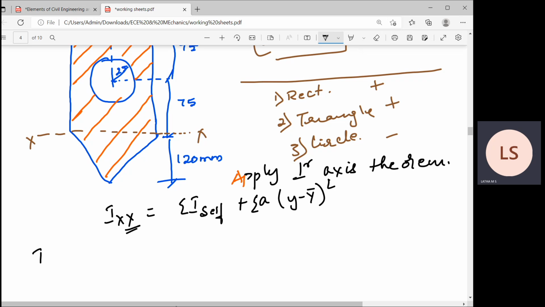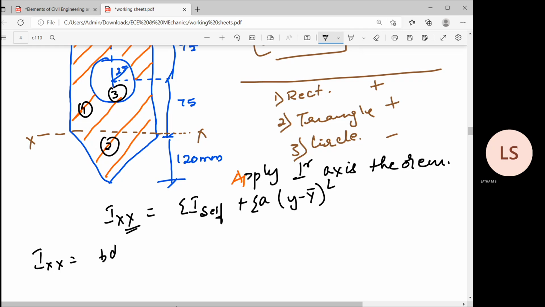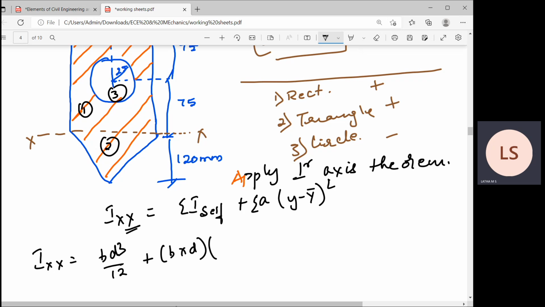Here I'll be writing Ixx as, first, I'm taking the rectangle as the first lamina, the second lamina is a triangle, the third lamina is a circle. So the moment of inertia of a rectangle is BD cube by 12, where B is the width and D is the depth, plus the area B into D. Then what is y minus y bar square here?